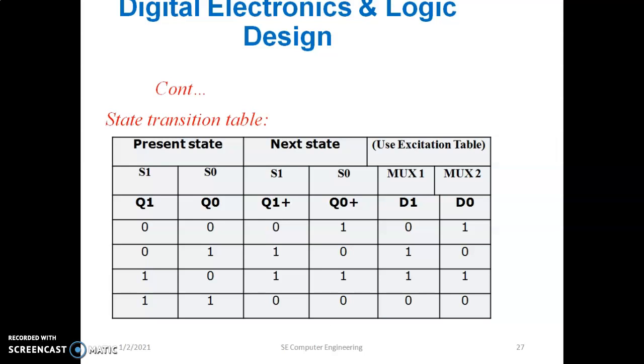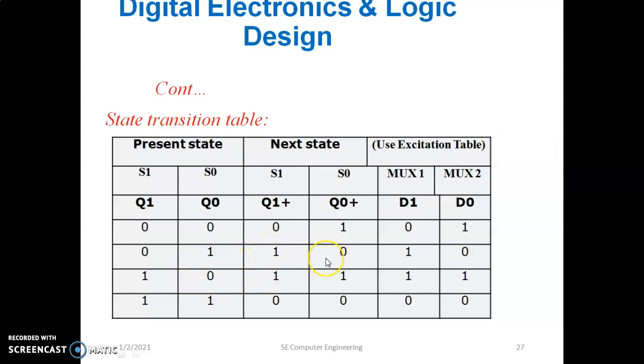So this is the state transition table. In the state transition table, the first column holds the present state, the next column holds the next state, and the last one is the excitation table. Serially, when the present states are given there, we have to verify: when the present state is 0, 0, what will be the next state? It will be 0, 1. When the present state is 0, 1, what will be the next state?